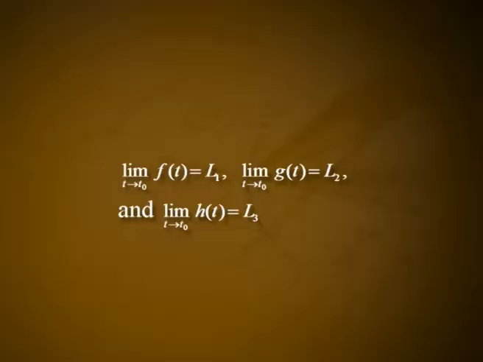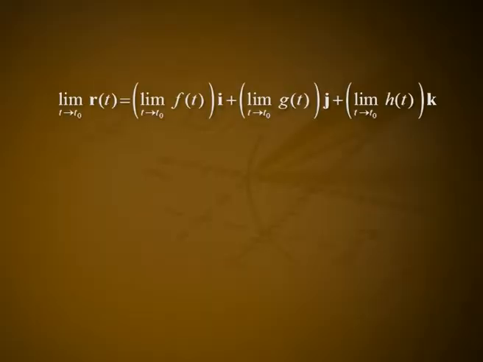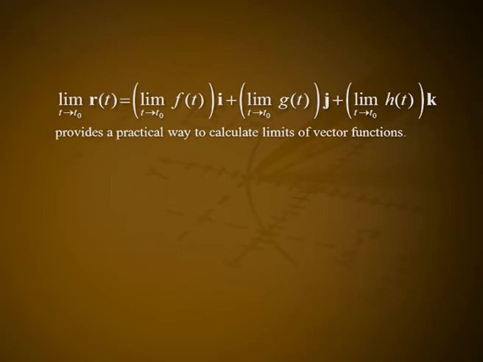Precisely when the limit as t tends to t₀ of f(t) = L₁, the limit of g(t) = L₂, and the limit of h(t) = L₃. The equation limit of r(t) = limit of f(t) i + limit of g(t) j + limit of h(t) k provides a practical way to calculate limits of vector functions.